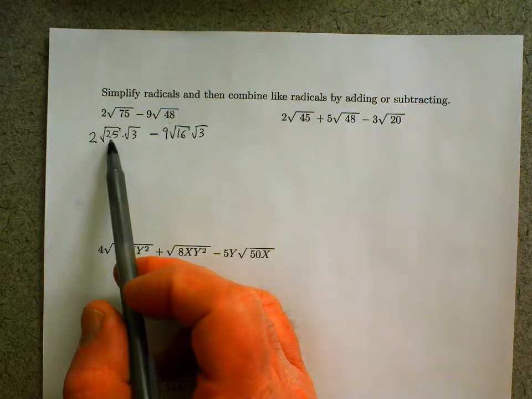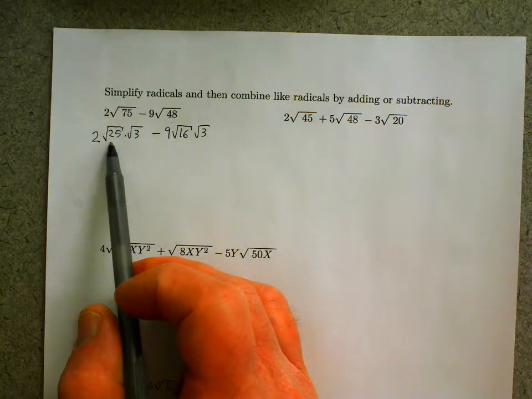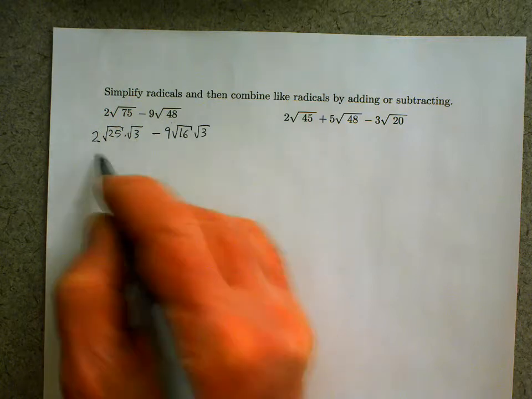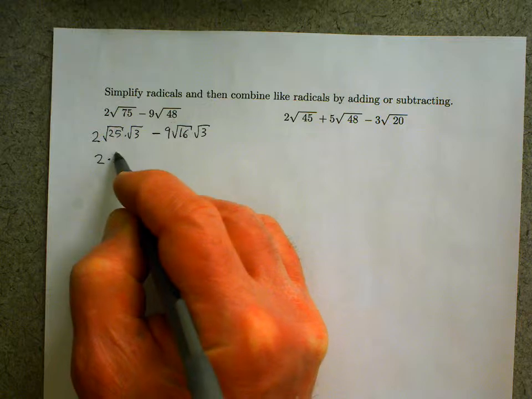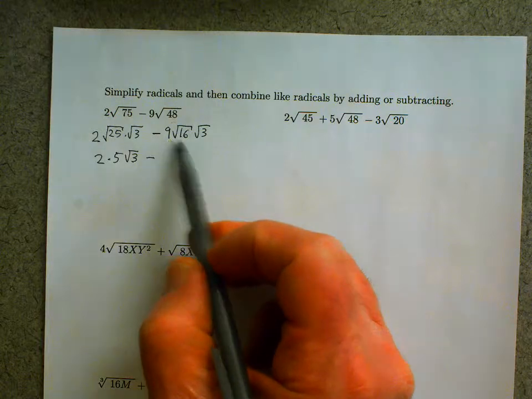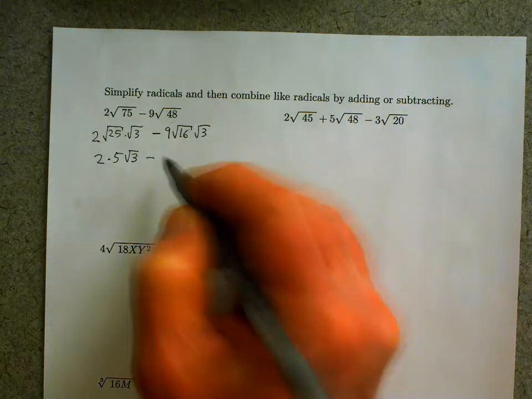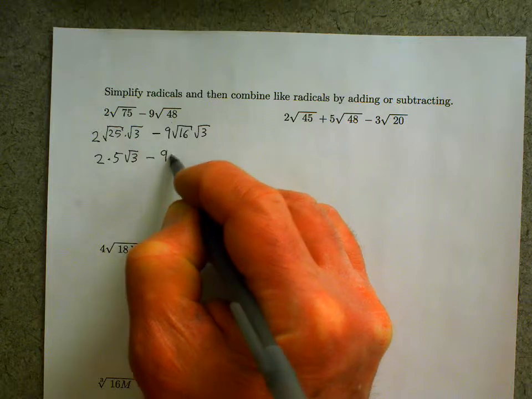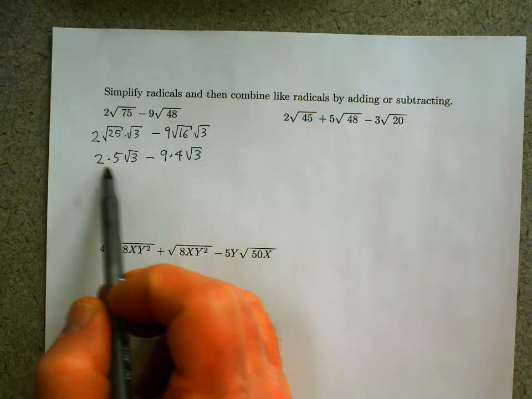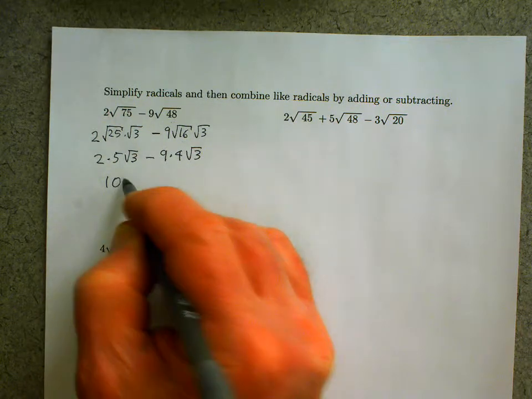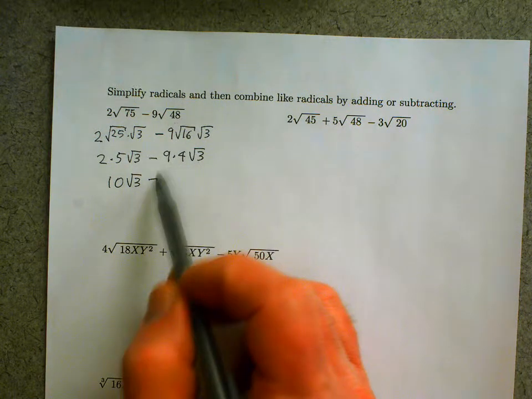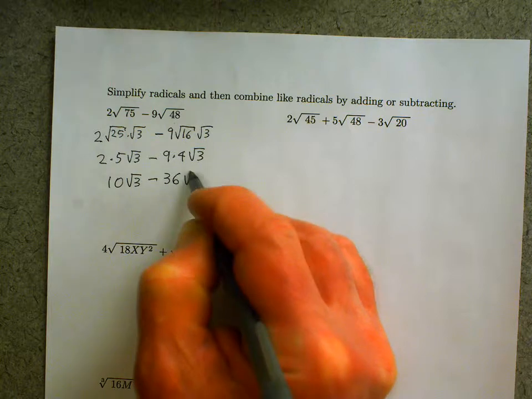Okay, in the next step, we simplify the two square roots of the perfect squares. 2 times the square root of 25 times the square root of 3 is 2 times 5 times the square root of 3. And then minus 9 times the square root of 16 times the square root of 3. That becomes minus 9 times 4 times the square root of 3. Okay, then 2 times 5 times the square root of 3 is 10 times the square root of 3. And we're subtracting 9 times 4 times the square root of 3, which becomes minus 36 times the square root of 3.